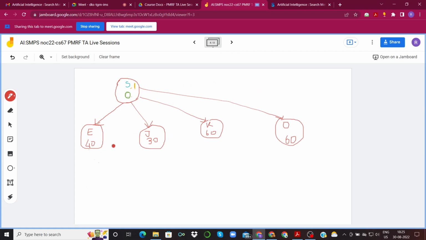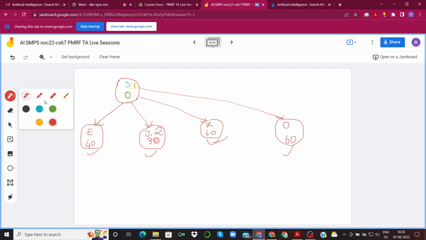Let's just consider these four nodes first, E, J, K, and O. It is quite apparent that we are going to consider J, because it has the least cost among these. It will be fruitful for us to explore or refine this node because it is a promising node. So we'll assign a sequence number 2 to this node, which basically means that this is the second node that we are refining.